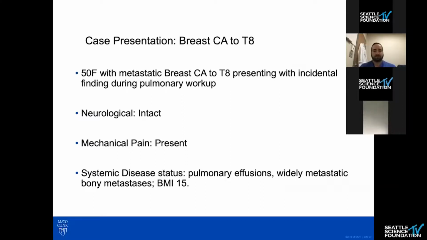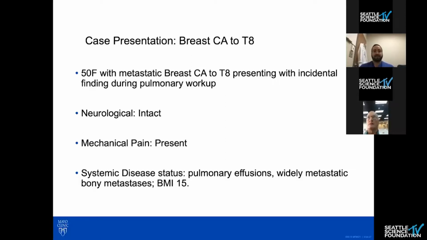So I was going to show a couple of the cases that I've done. This is one of the first cases that I did. This is kind of like a test run, so to speak. It was a 50-year-old lady with metastatic breast cancer to T8, which was incidentally found after she presented with pleural effusions. She was neurologically intact, no mechanical pain.